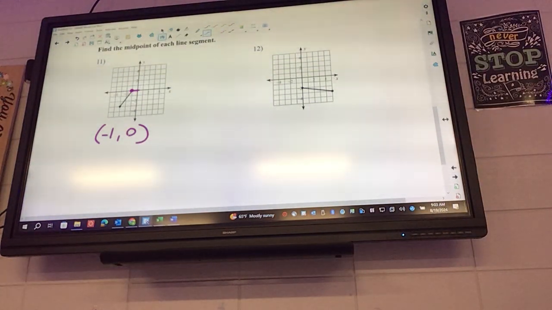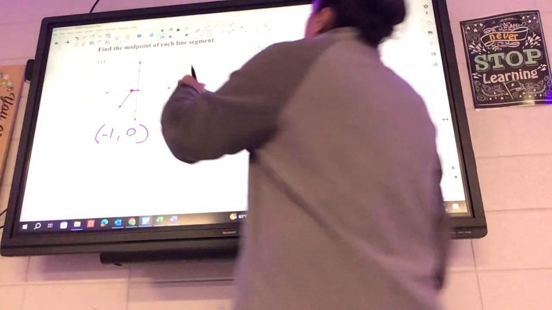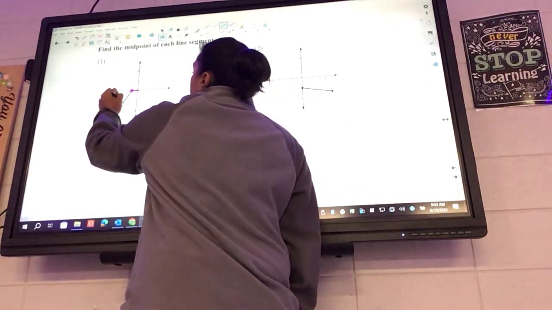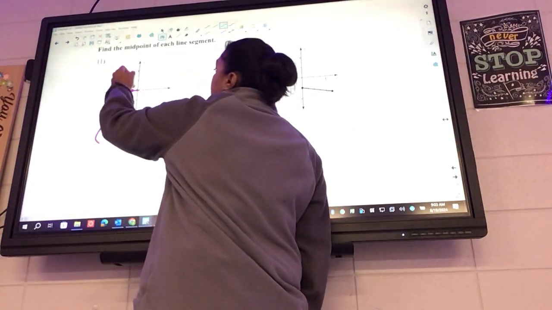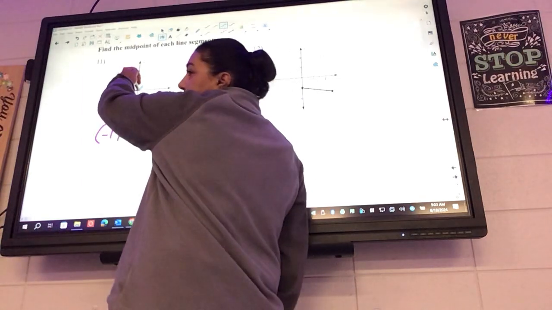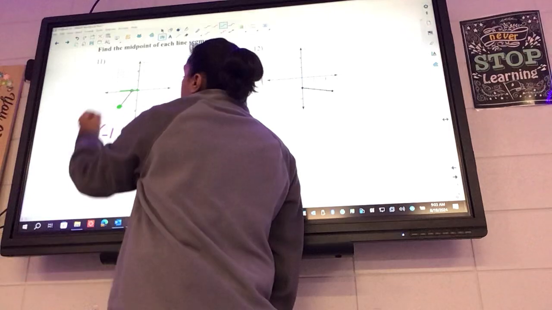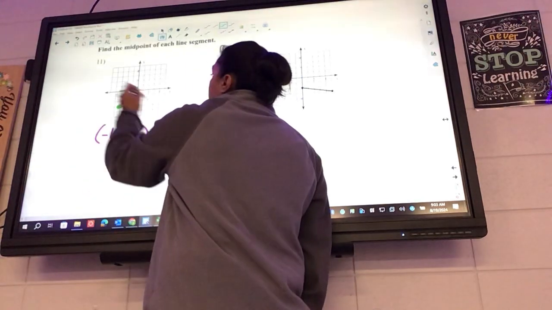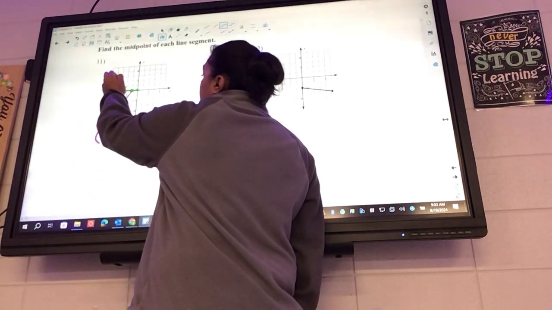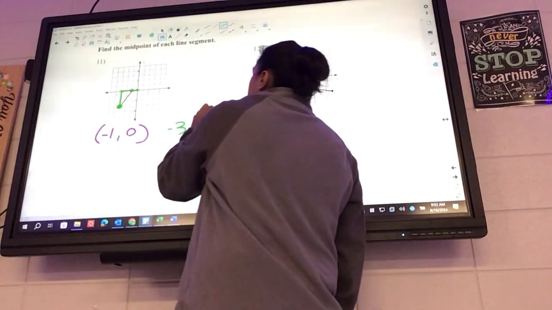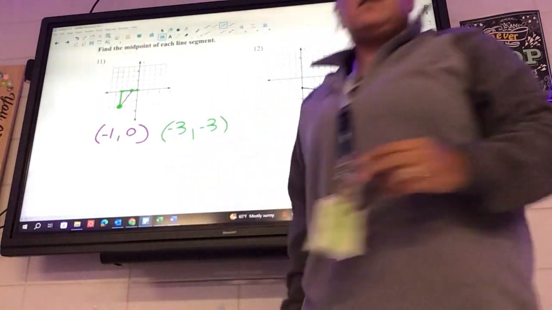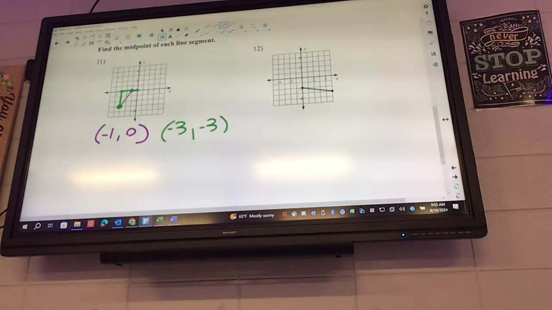Okay, and then again, we're gonna start at 0, 0. And we're gonna try to get to this green dot I drew. So am I gonna go left or right? Left, how many? 1, 2, 3. So it's gonna be a -3, comma, how many down? 3, so -3. And then you just do it just like the other ones, okay?